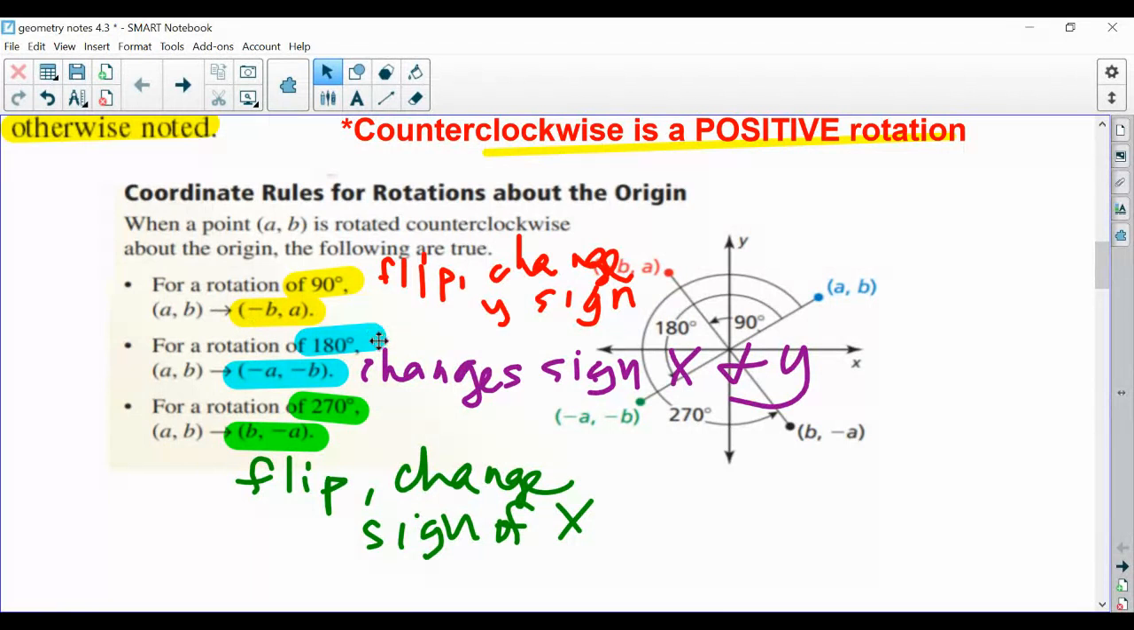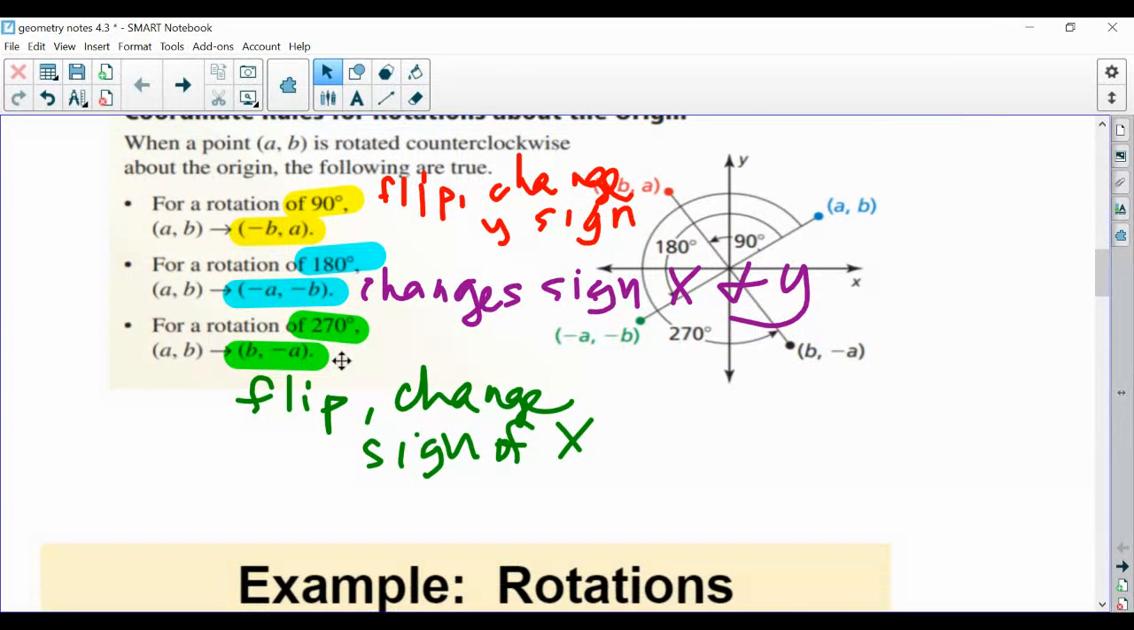For 180-degree rotations, the rule is negative X, negative Y, which means change the signs of both the X and the Y. For a 270-degree rotation, the rule is Y, negative X. That means put the Y first and the X last, but change the sign of the X.